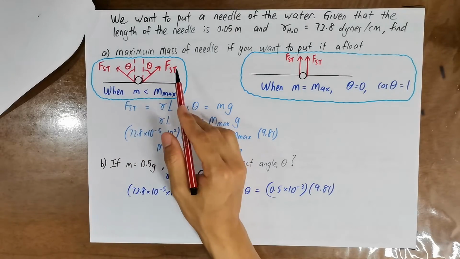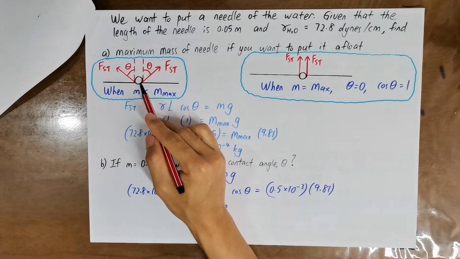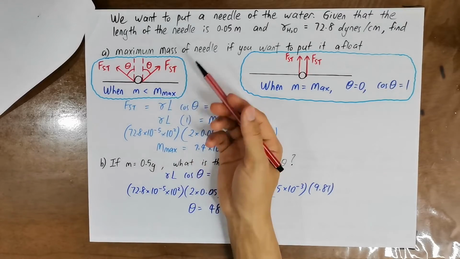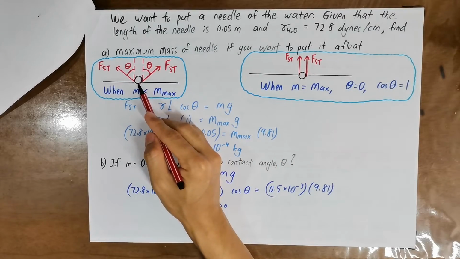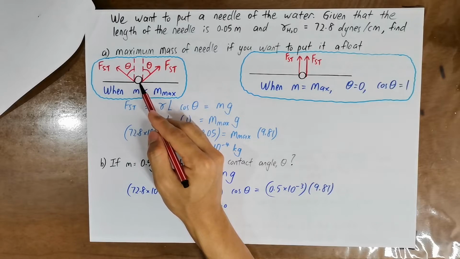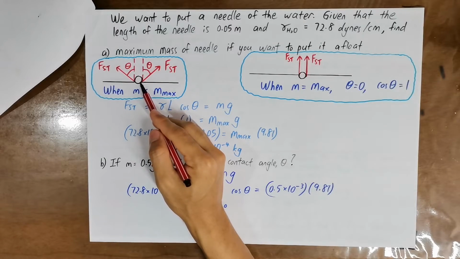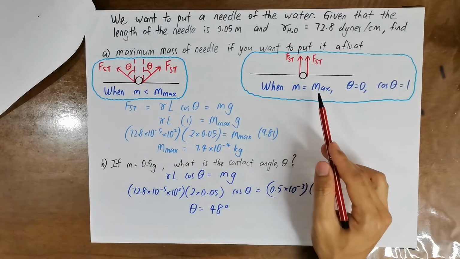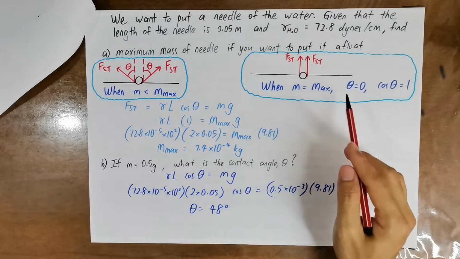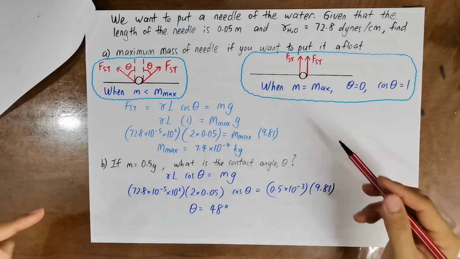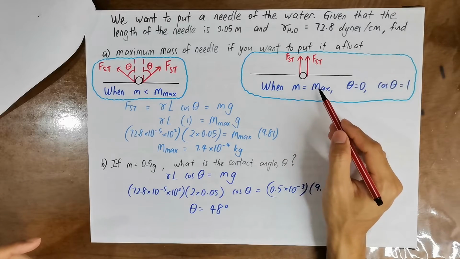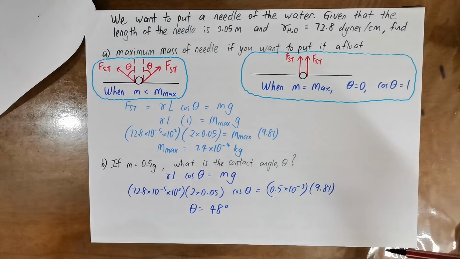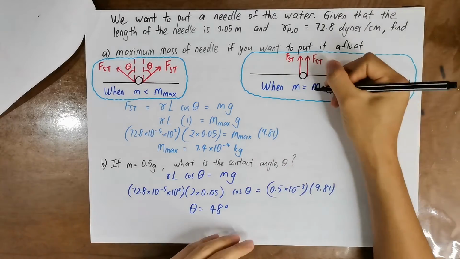You know that the surface tension force will act tangential to the area of the needle, to the area of the water surface being curved here. When the mass of the needle is at its maximum, you want to make sure that it stays afloat. If m is greater than m max, then the needle will sink into the water.